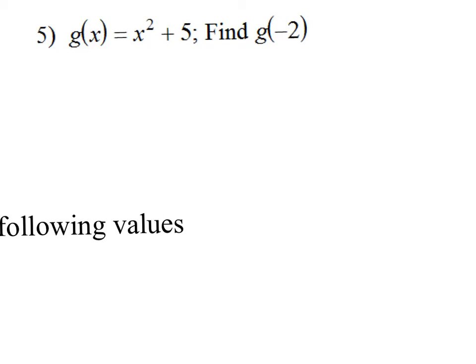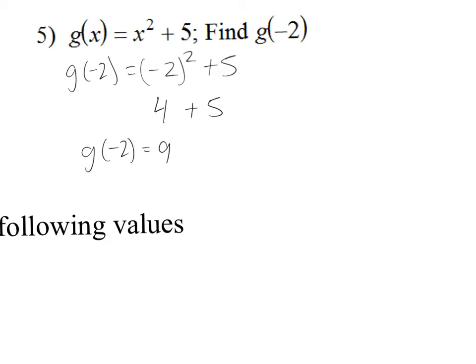Over here, I'm going to plug in a -2 for x. So g of -2 equals -2. I have to square that and then add 5. Remember, negative 2 squared is negative 2 times negative 2, so that's positive 4. And then add that to 5, that'll give me 9. So g of negative 2 is 9.